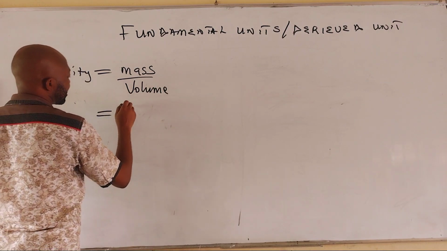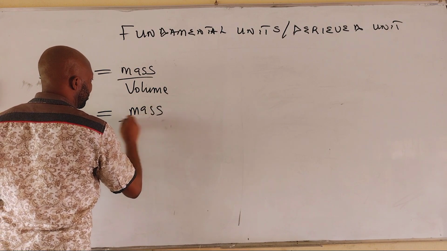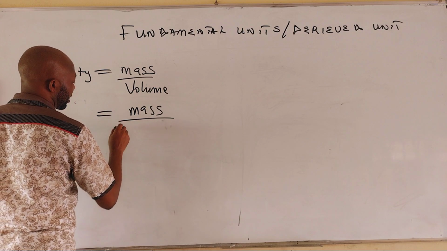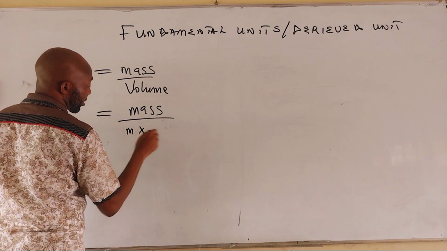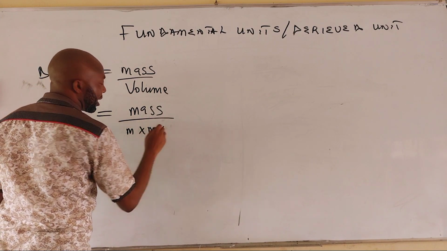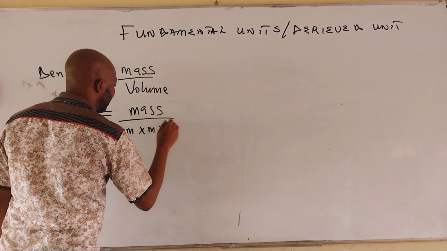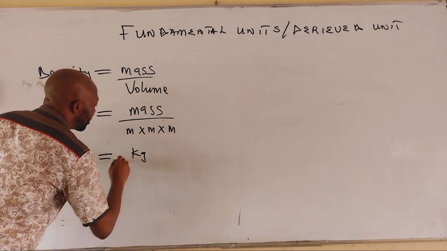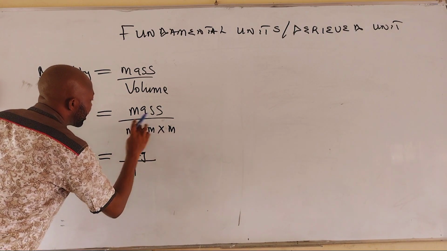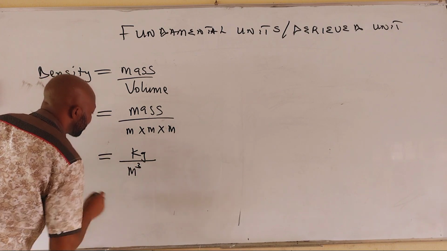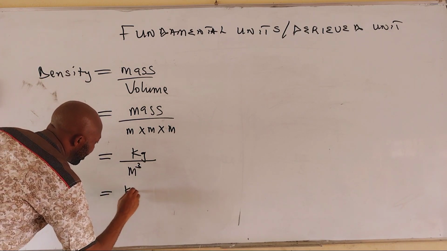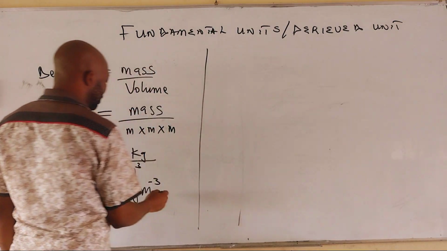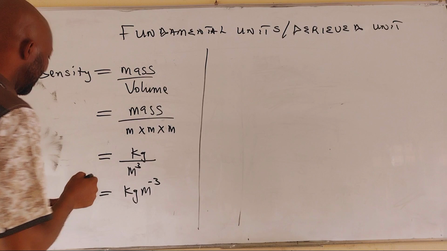And mass here, volume is length in meter times breadth in meter times height in meter. So I can rightfully say density is mass in kg over m times m times m, which is m cubed. This is kg m^-3.